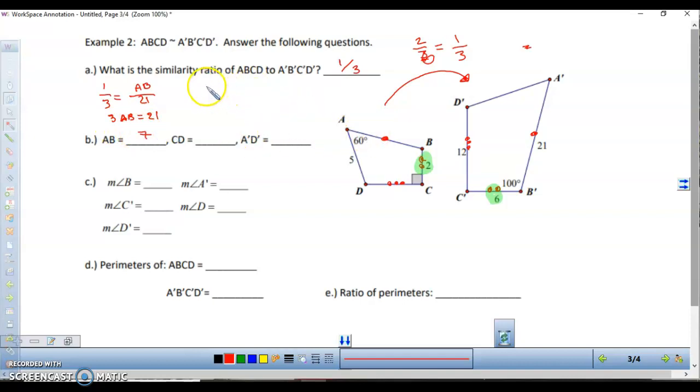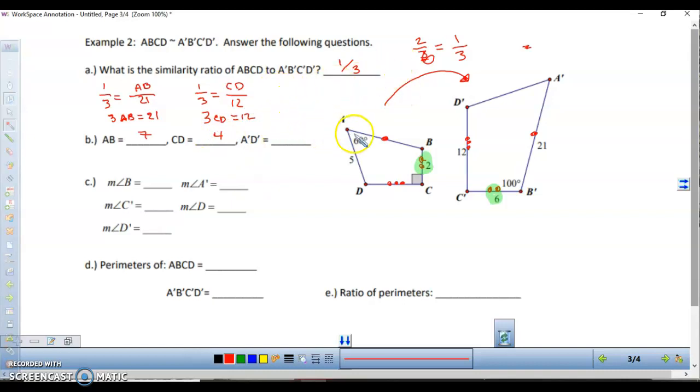Then for CD, again, I'm going to use the same similarity ratio of 1 to 3. And CD is in this quadrilateral, so I'll say 1 over 3 is equal to CD over 12. 3 dots correspond. When I cross multiply, I get 3CD is equal to 12. That gives me that CD is equal to 4.